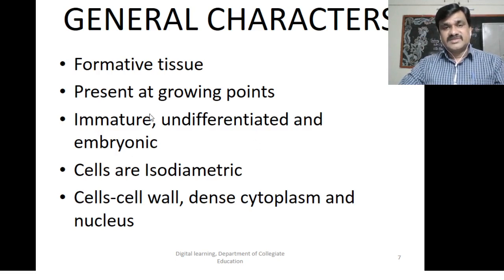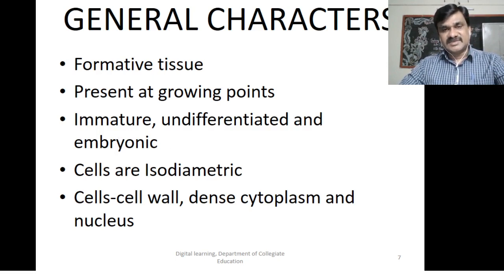Then the nature of the cells. You can see here, the meristematic tissue is composed of immature, undifferentiated and embryonic cells. Meristematic tissue is composed of immature cells, and the cells are undifferentiated. That means the tissue is not differentiated to perform a function. So the cells are small, immature, undifferentiated and embryonic in nature. The cells are primitive type of cells. That means immature cells.